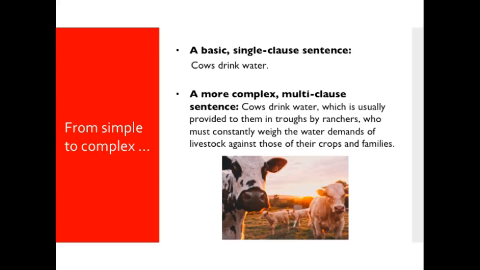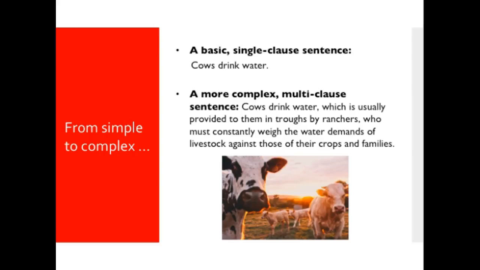So there are, in the world, simple sentences and very complex sentences. As we discussed, one clause can constitute a sentence. This is the most simple sentence possible. Cows drink water. We only have 3 words here. We could also actually just have cows drink. That would be a viable sentence, although a little bit vague.